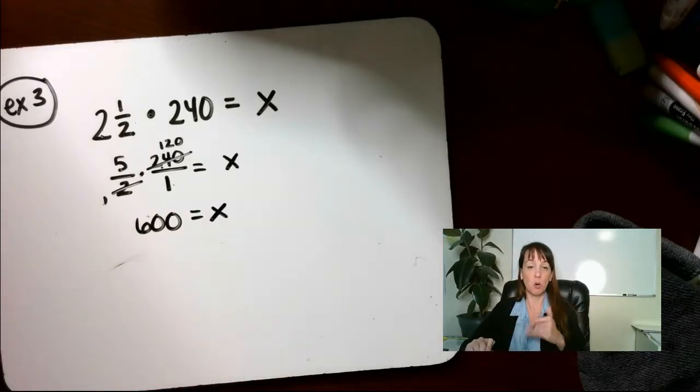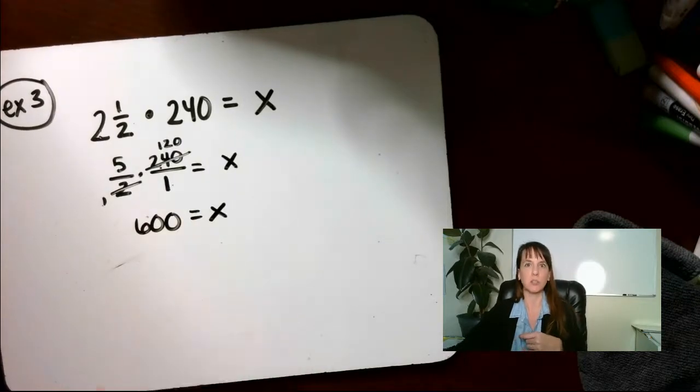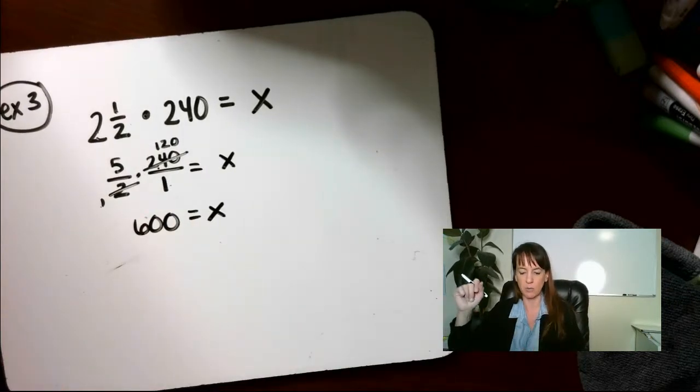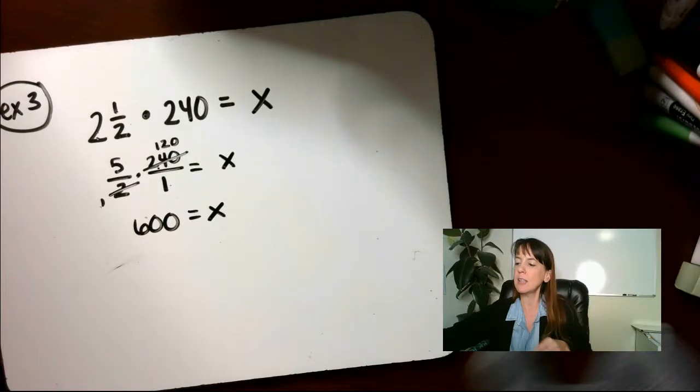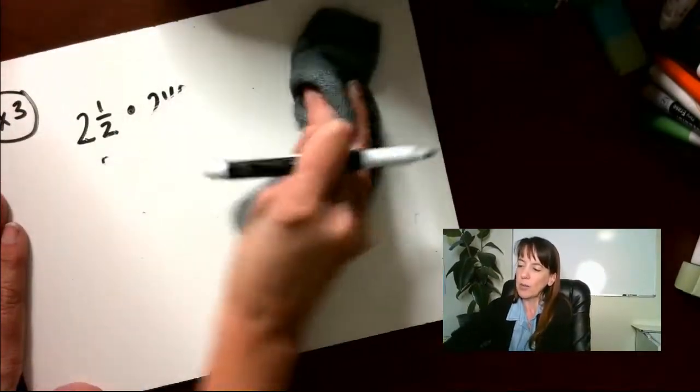If you ever have something over 1, make sure you reduce it down. Like if you had 600 over 1, make sure it says 600, not just 600 over 1. All right, any questions, let me know. Otherwise, great work. We're going to talk about functional notation.